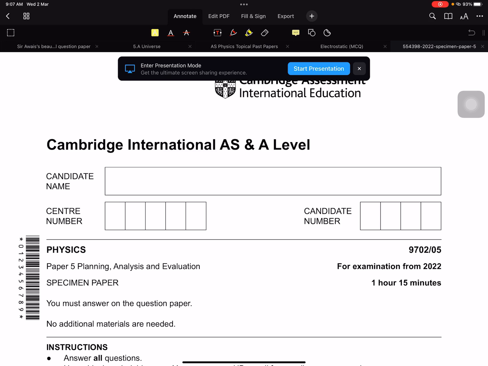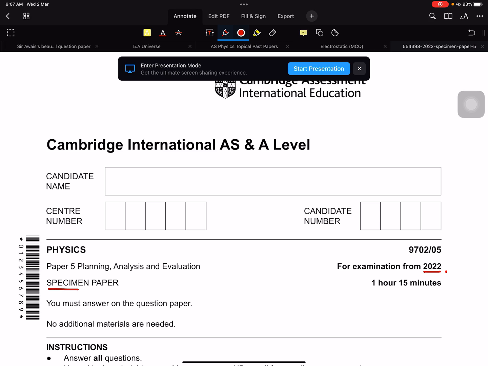I'm in a place where it will echo a lot, but I think it's the best time to make this video. So today we will be looking at paper 5, and I've selected the specimen paper from 2022 because I wanted to share if something is different as well.